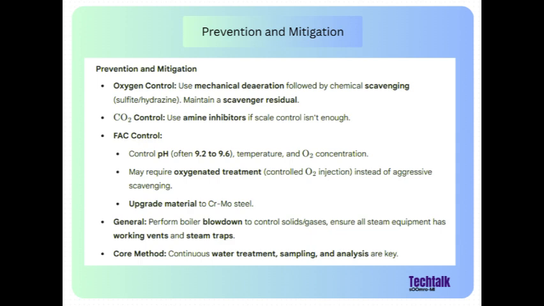Absolutely. And it drives specific actions for FAC control. Besides upgrading materials to CRMO steel, which works but is costly, engineers now use what's called oxygenated treatment. They might actually control tiny amounts of oxygen, or, more commonly, they reduce the amount of oxygen scavenger they add, to deliberately let that tiny residual oxygen level stay within the 3 to 7 ppb target range. Exactly. It's all about maintaining that sweet spot to keep the magnetite healthy and suppress FAC.